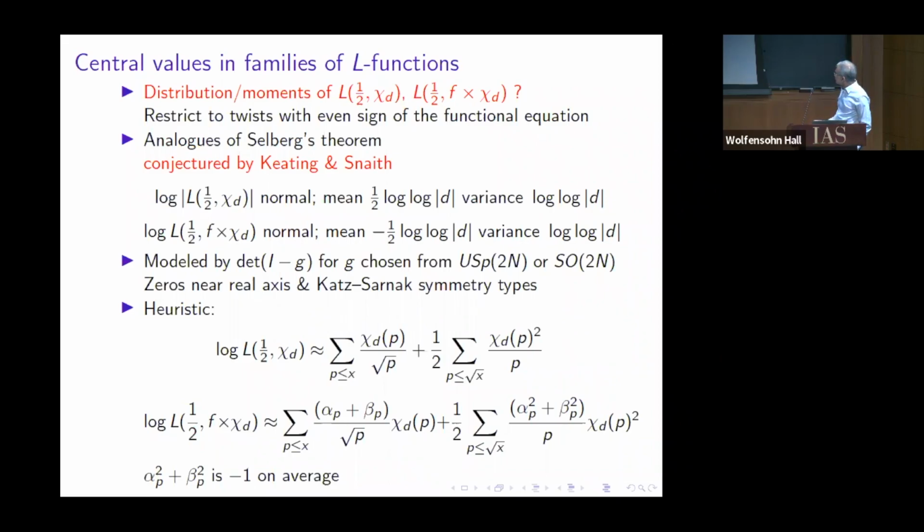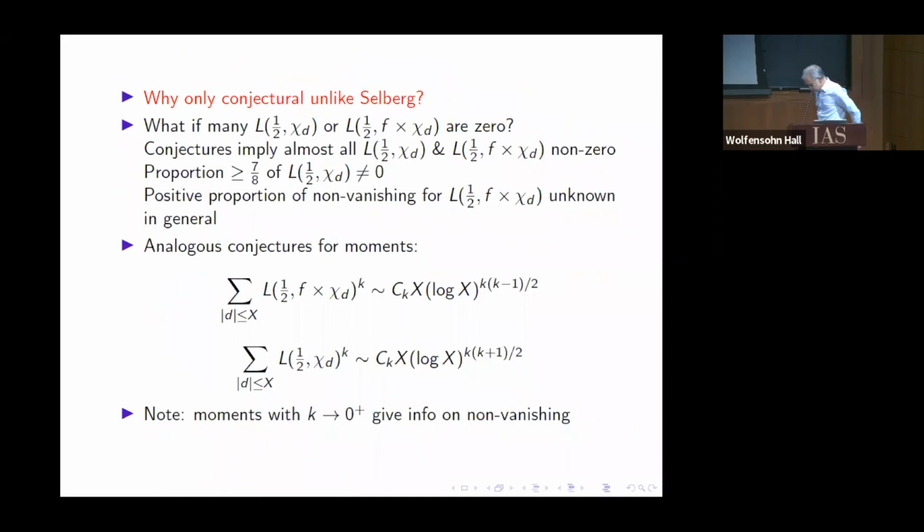And in the other case, if I look at twists of a modular form, here the coefficients of the modular form I've written as a_p equals alpha_p plus beta_p. So you get alpha_p squared plus beta_p squared, which is -1 on average. So (alpha_p plus beta_p) squared is 1 on average, which makes alpha_p squared plus beta_p squared -1 on average, just from Rankin-Selberg theory. So the means are different, but they're still Gaussian. But as I've said, these are only conjectures.